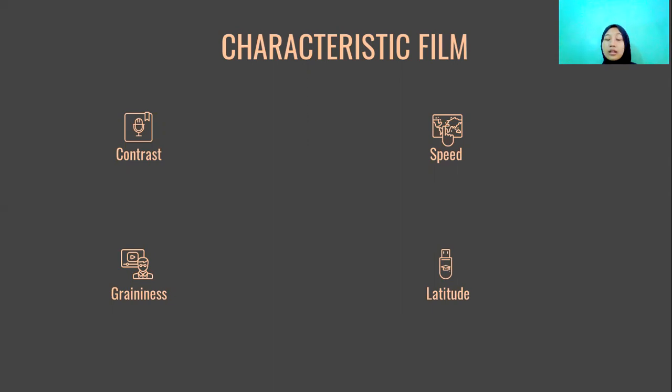The third characteristic is graininess. Graininess is the distribution of silver halide crystals in the film. If the size of the crystals is large, it will result in low resolution. And the last characteristic is latitude.